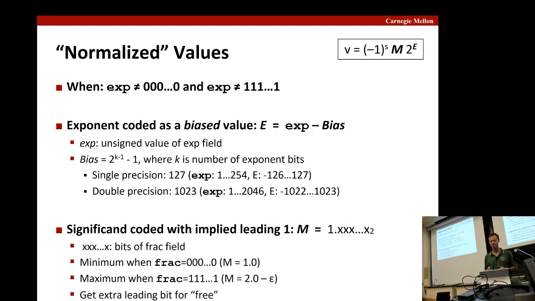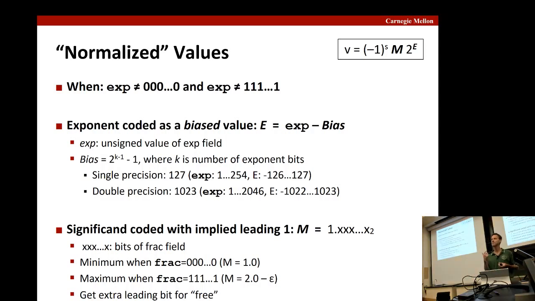Okay, so we have this exponent. We have some number of bits for the exponent, and we want to be able to express both very large numbers and very small numbers. So we want to be able to have exponents that are both positive and negative. Now, we could have said, oh, well, we'll just use our sign-magnitude convention. We'll have the first bit be the sign bit, and the rest be the magnitude.